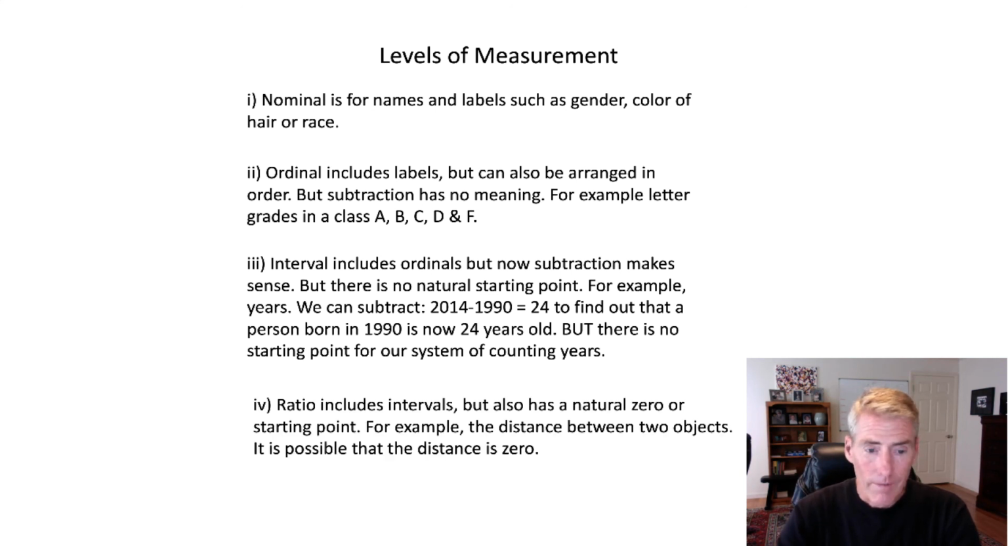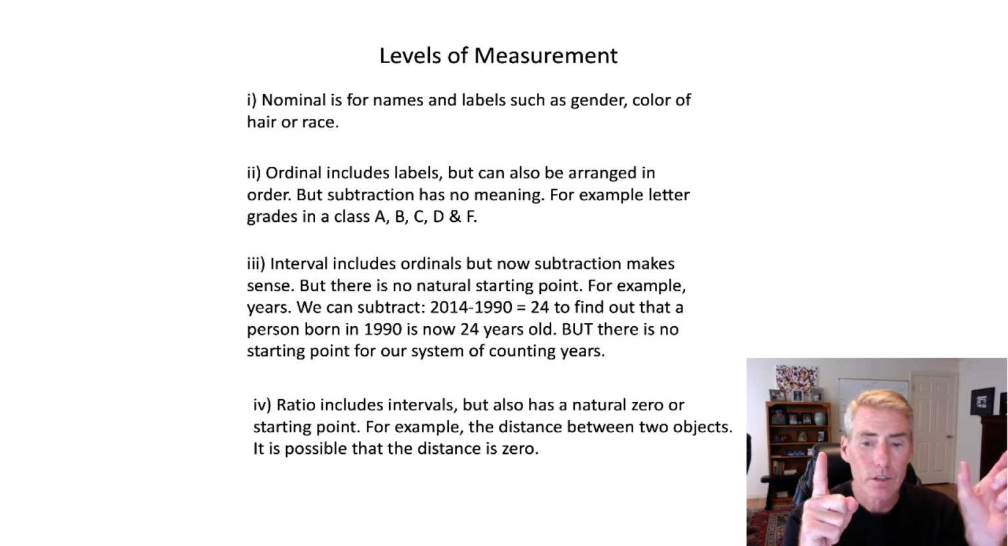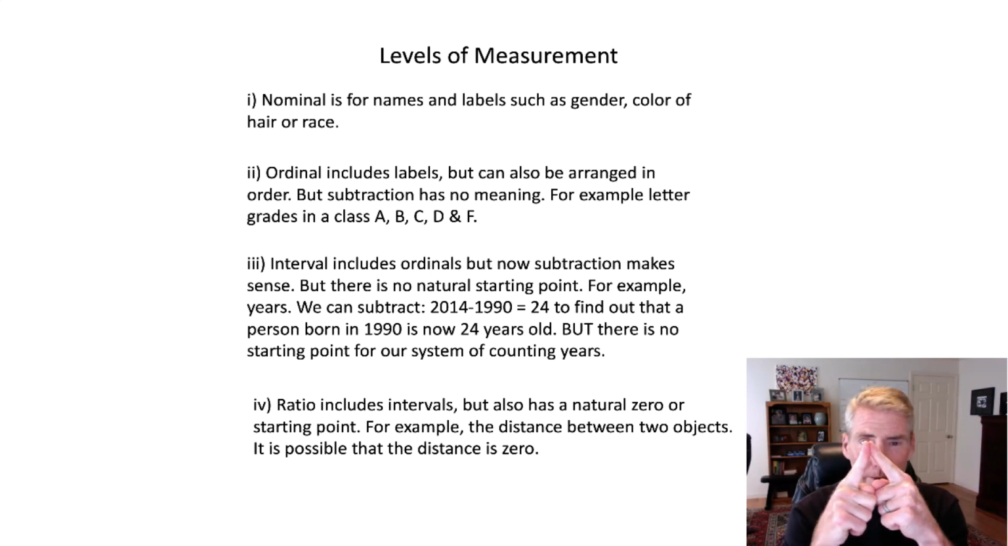So next up, N, O, I, next is R, ratio. This has the most information possible. Not only can you put it in order and subtract, but it also has a natural 0. For example, the distance between two objects. If you have two objects, you find out the distance, and then you have two others and find out their distance. If you subtract, it gives you a distance, so that has meaning. Could there be a distance of 0? Yep, right there. That's a distance of 0. So that is the ratio.